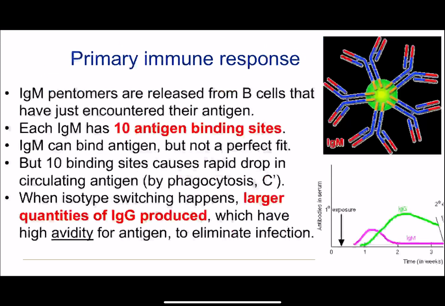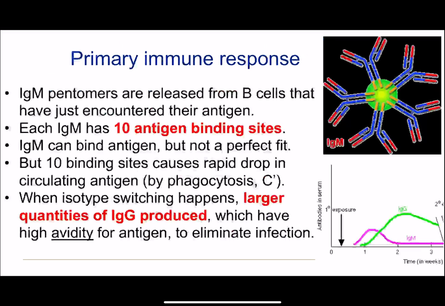Okay, so we have sort of a wave of responses in the humoral immune system. So we have a primary immune response: the B cell gets exposed to an antigen in the secondary lymphoid tissue. It starts putting out the immature form, IgM pentamers, released from those B cells that have just encountered their bad boy antigen for the first time. And so that's kind of the primary immune response.